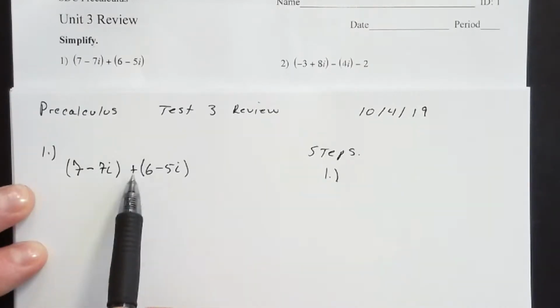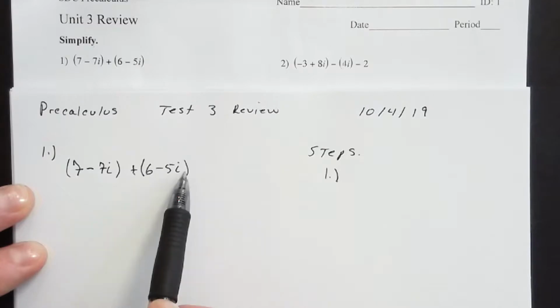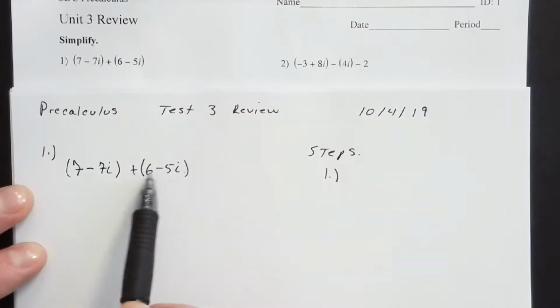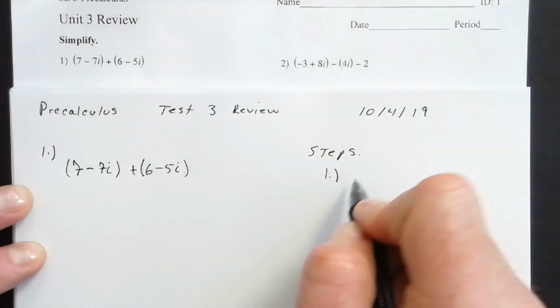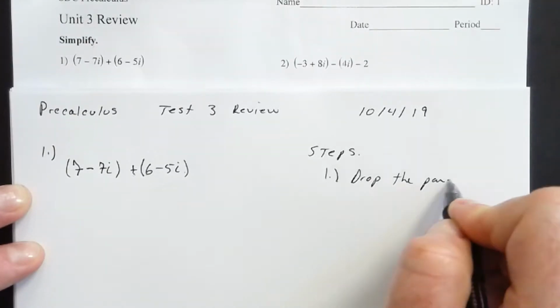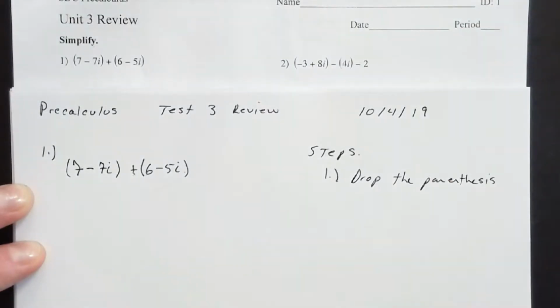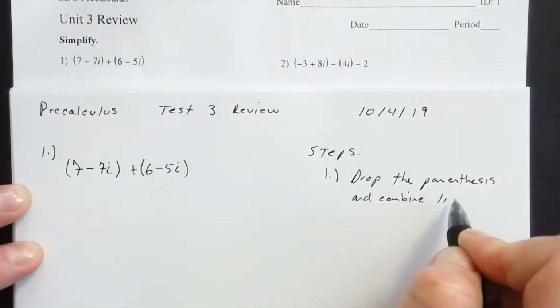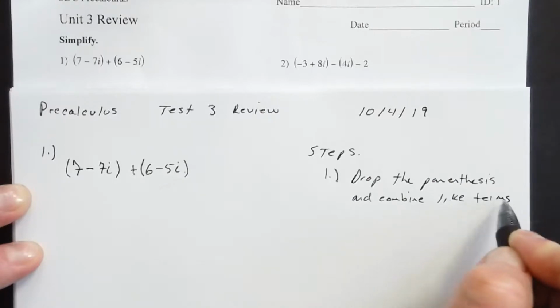In this problem, we see an addition sign in front of the second imaginary number. Because it's an addition sign, we can just drop the parentheses and then start combining like terms. If this was a subtraction sign, we have to be real careful because we would have to first distribute the negative across these two numbers. So we're going to drop the parentheses and combine like terms.